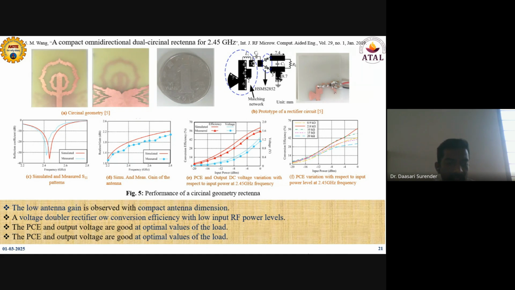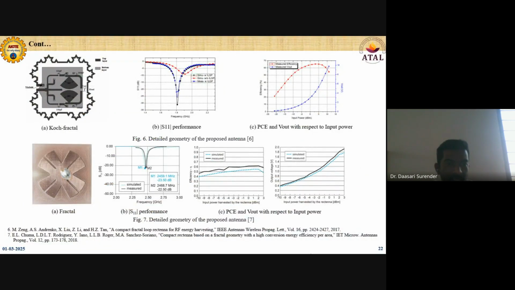And here we can see that low antenna gain is observed with the compact antenna dimension. The voltage doubler rectifier is used for converting the signals. And the power conversion efficiency and output voltage are good at optimal values of the load. And here, Koch fractal geometry has been implemented for getting the compactness, with the rectifier incorporated.